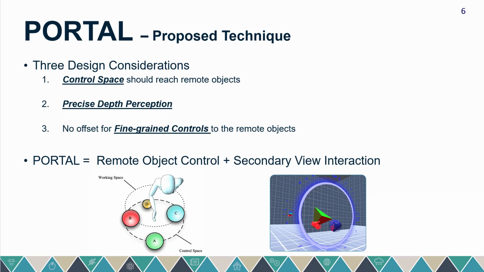Here are the three design considerations for the Porter. First, control space should reach remote objects. Second, precise depth perception. Third, no offset for fine-grained controls to the remote objects. Porter achieves these considerations by utilizing a secondary view.